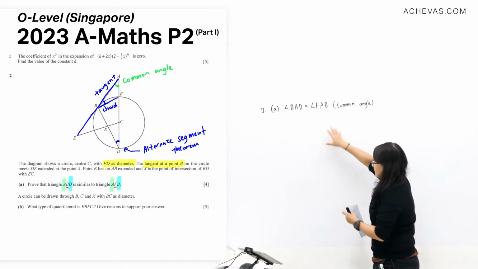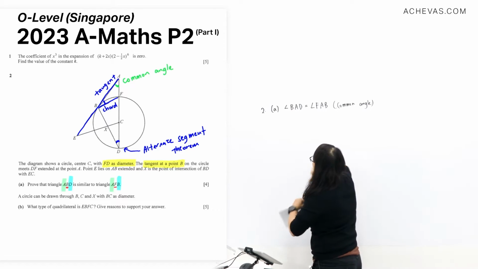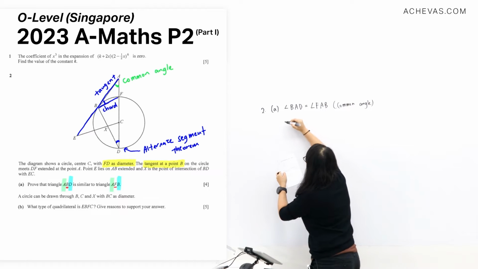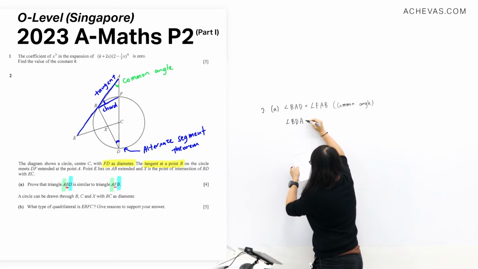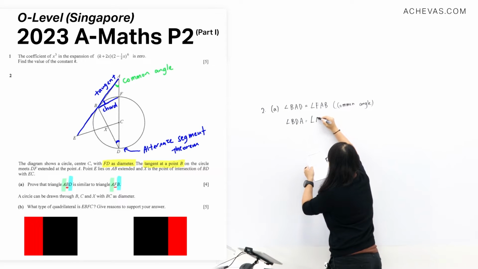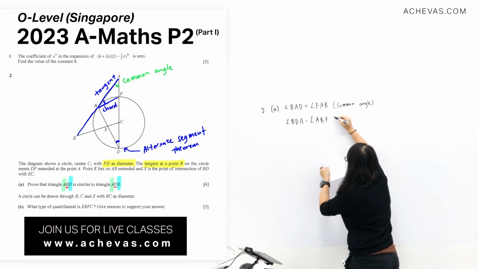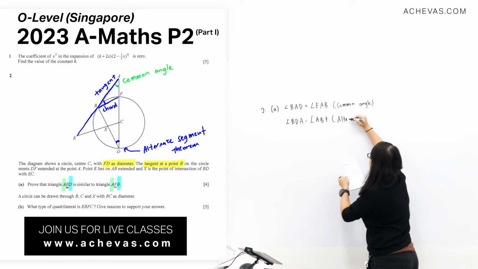Let me put out the second one here. We will be having angle BDA equals to angle ABF using alternate segment theorem.